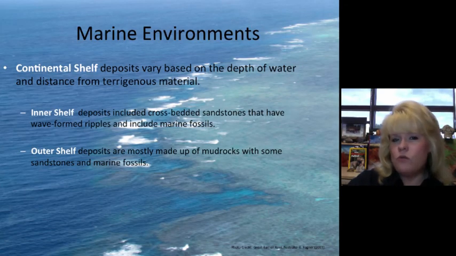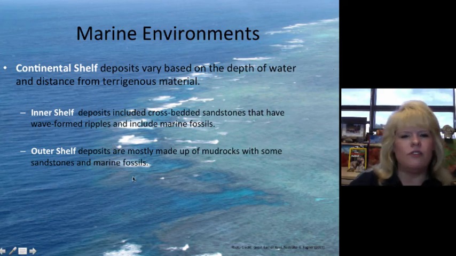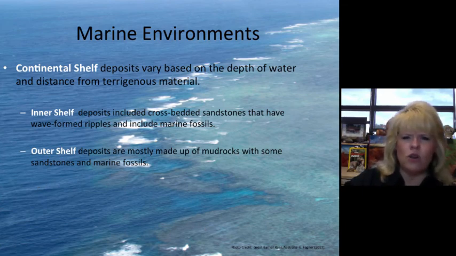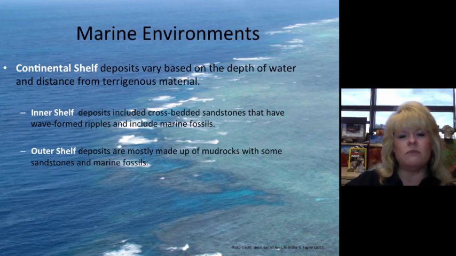So for true marine environments, that would be the stuff outside of the coastline from transitional. This is marine, this is marine. The continental shelf deposits are going to be directly correlated based on size to the depth of the water and distance from terrigenous material. If you remember from physical, terrigenous means land-derived. So the further you are away from a coastline, the less terrigenous material you should see in the water, simply because grains can't get carried immense distances from shore.